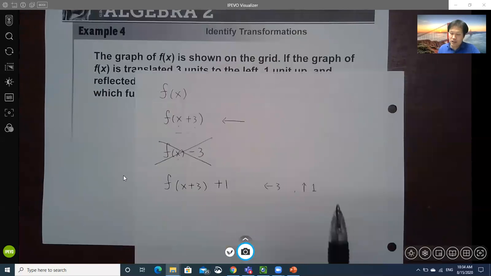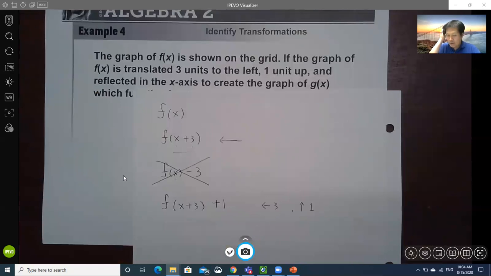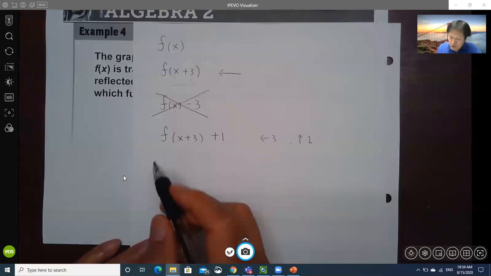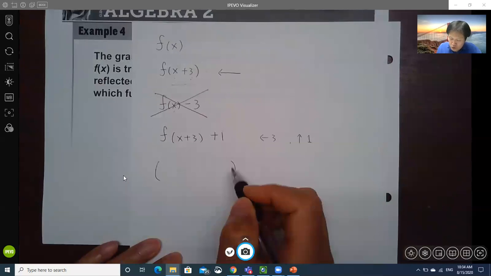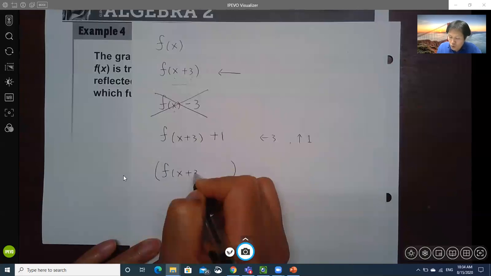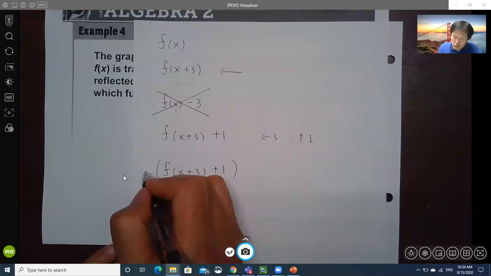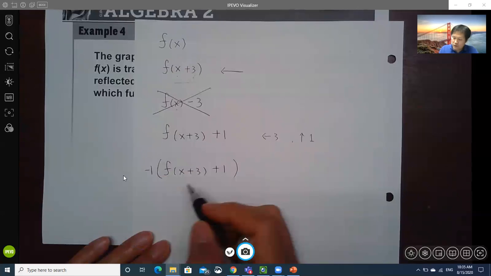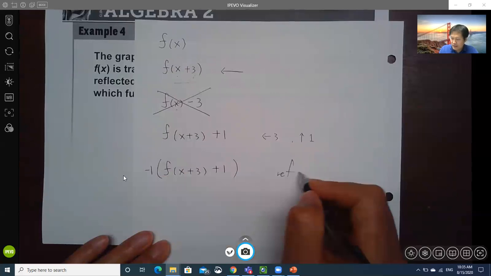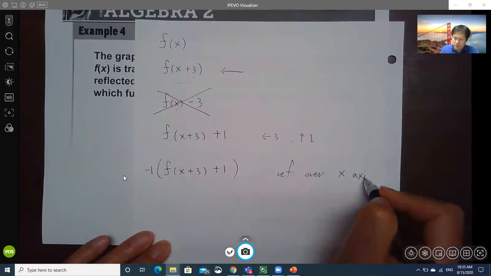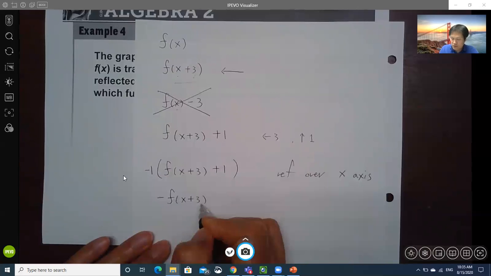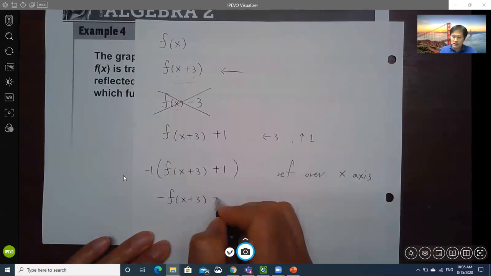X shouldn't see the minus 1. Reflection in the x-axis, x cannot see minus 1. What does that mean? You have to multiply minus 1 to the whole thing. So that's a reflection over the x-axis. So if you multiply minus 1 here, it's minus f of x plus 3, minus 1 times plus 1, minus 1. That is the answer.